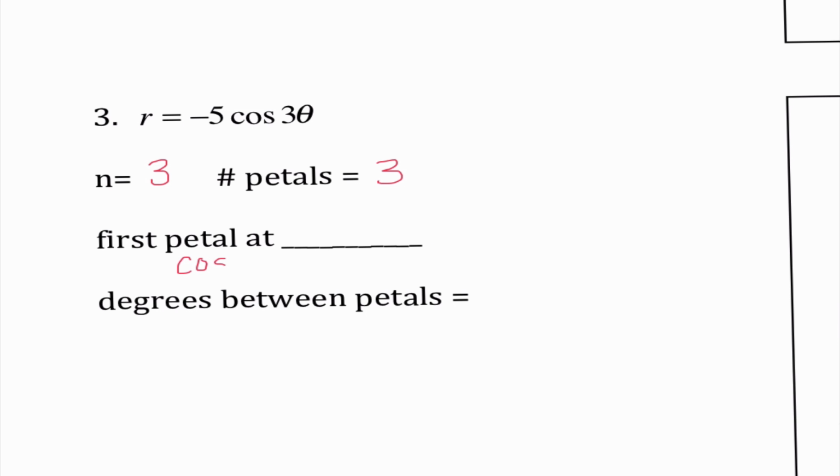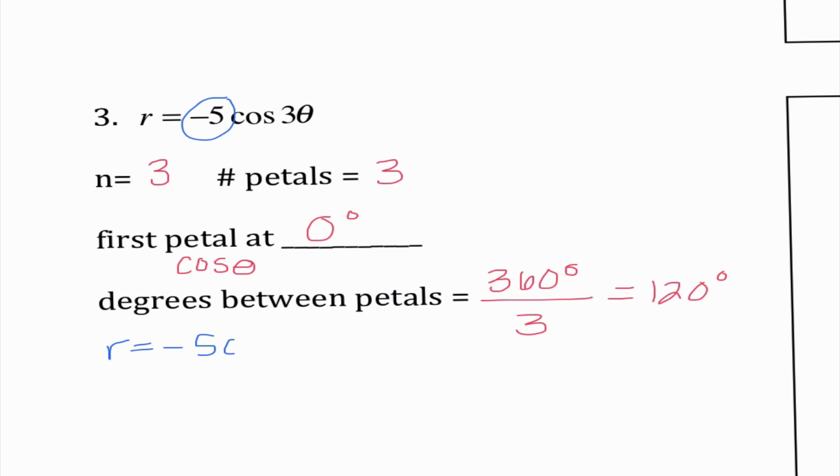Since this is a cosine graph, our first petal is going to be at 0 degrees. This time, to find the degrees between petals, I'm doing 360 divided by 3, which is 120 degrees. And I'm thinking we're going to go out -5, but let's make sure mathematically that that works.